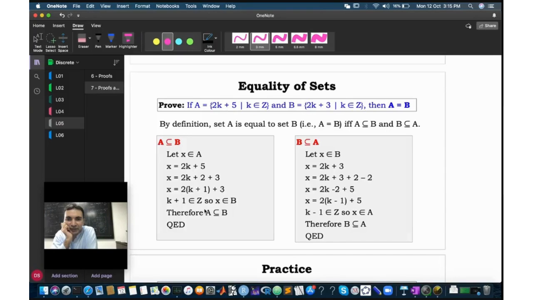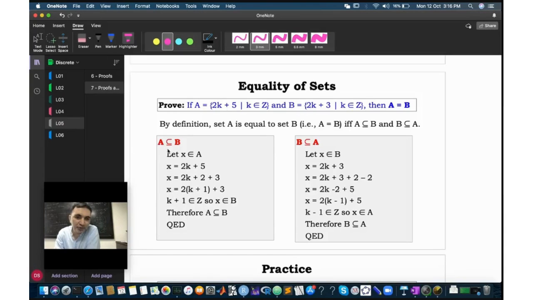So they are infinite sets, right? I can't compare them element-wise. I can't say that every element in A is also an element in B. So all I can do is show that A is a subset of B and show that B is a subset of A. If I show both of these statements, I'll prove that A is equal to B.